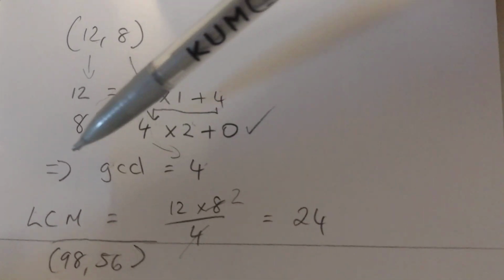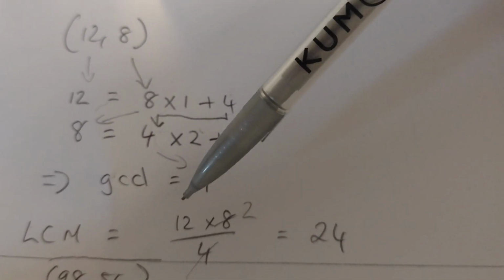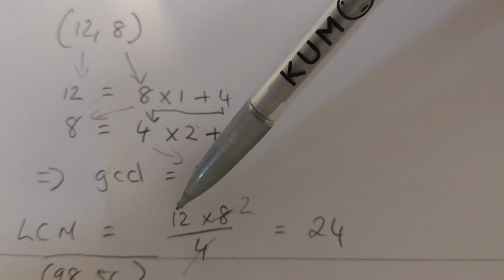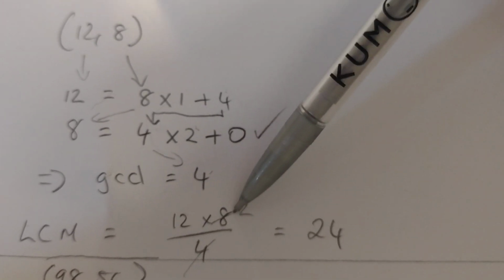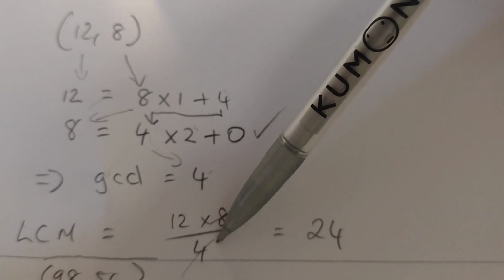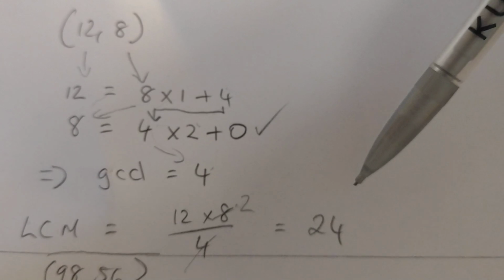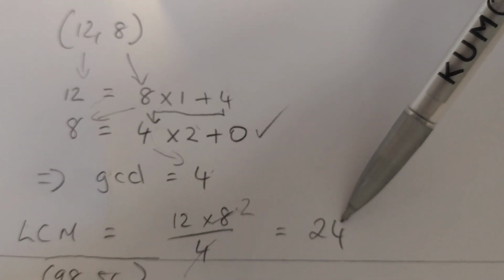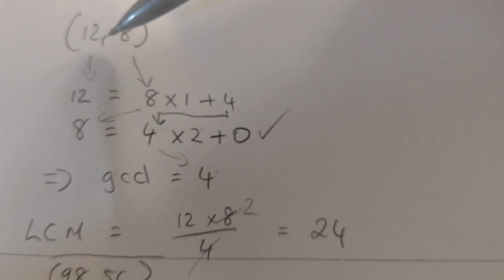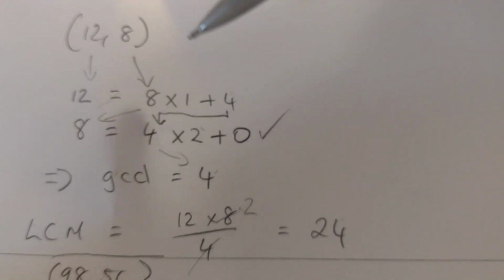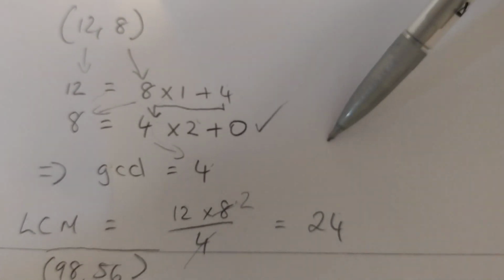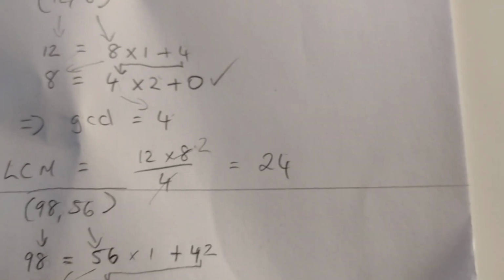Then a methodical way of finding the LCM is taking the two numbers you're looking at, 12 and 8, multiplying them and dividing by the greatest common denominator. And of course, you get your LCM to be 24. So that's a methodical way of doing it if you can't do it in your head. Let's see if this works for some more complicated numbers.